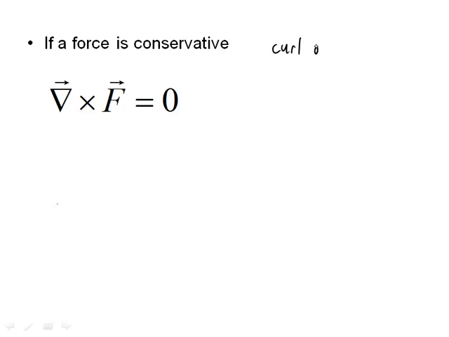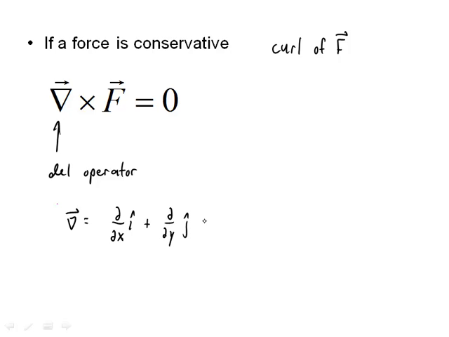Some of you may have seen this before. But a curl involves the del operator. That's what this is right here. You may not have seen this. This is the del operator. And it's a differential operator, but notice it's also a vector. So the del operator is equal to the partial with respect to x in the i hat direction plus the partial with respect to y in the j hat direction plus the partial with respect to z in the k hat direction. That's exactly what the del operator is.